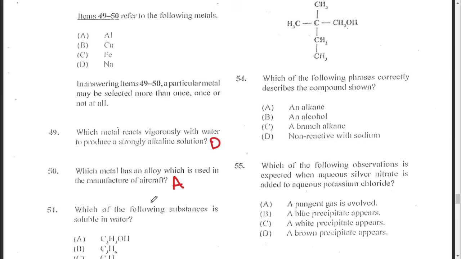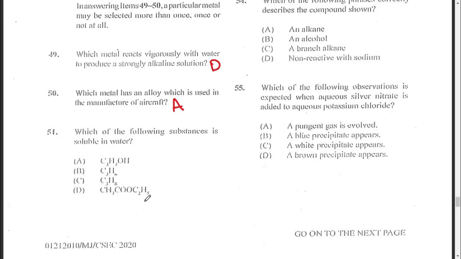51, which of the following substances is soluble in water? A is soluble in water, and that is C3, propanol. Due to hydrogen bonding, the hydroxy group that is present there will form hydrogen bonds with water, which increases its solubility. And also the size of propanol is not large enough to get in the way of the water molecules, so this would be soluble.